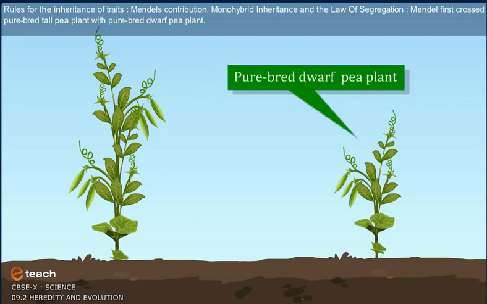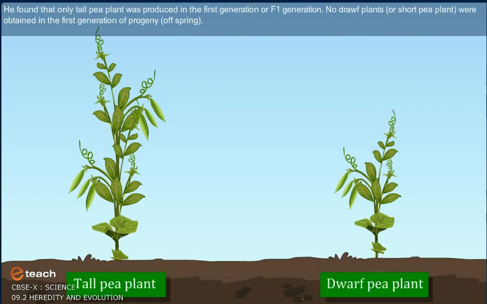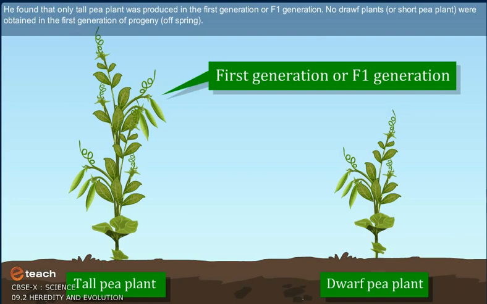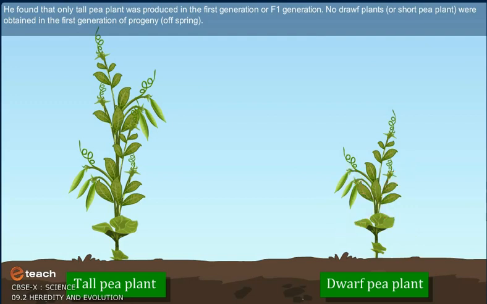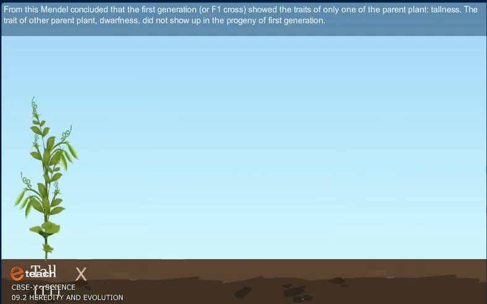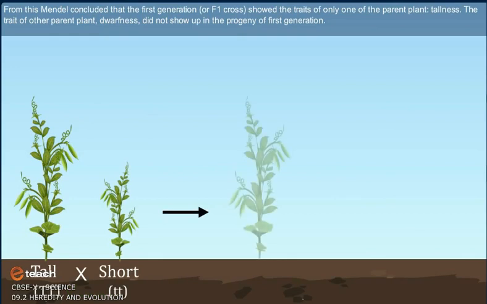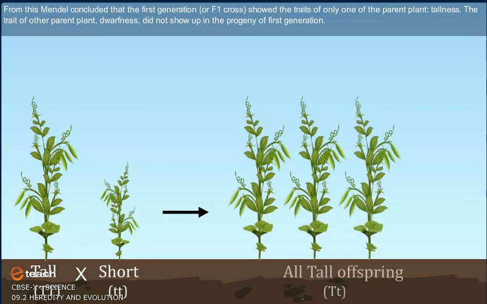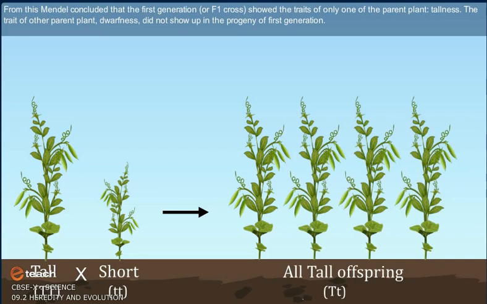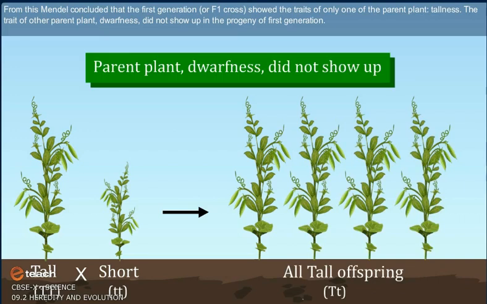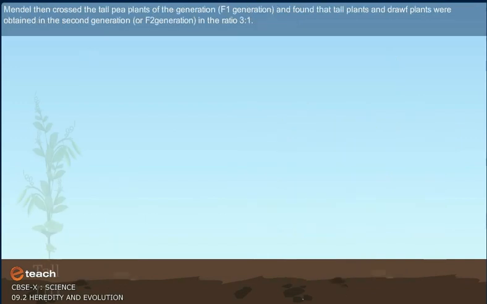Mendel first crossed purebred tall pea plant with purebred dwarf pea plant. He found that only tall pea plant was produced in the first generation, or F1 generation. No dwarf plants or short pea plant were obtained in the first generation of progeny, offspring. From this, Mendel concluded that the first generation or F1 cross showed the traits of only one of the parent plant, tallness. The trait of the other parent plant, dwarfness, did not show up in the progeny of first generation.